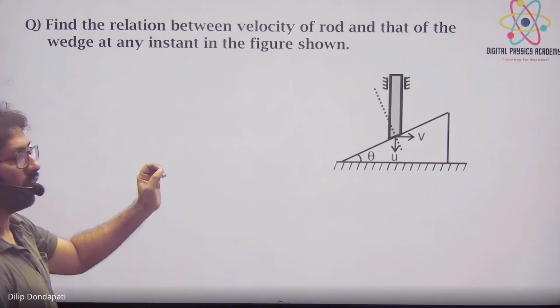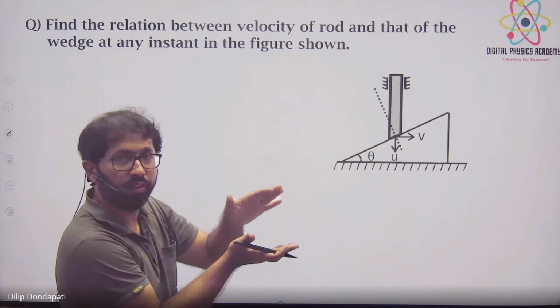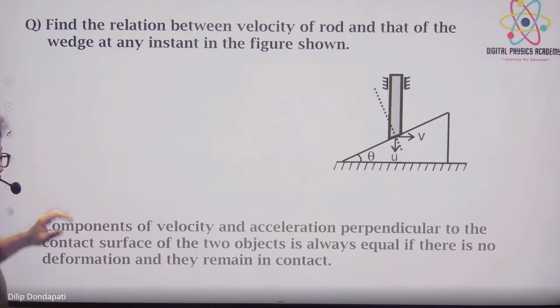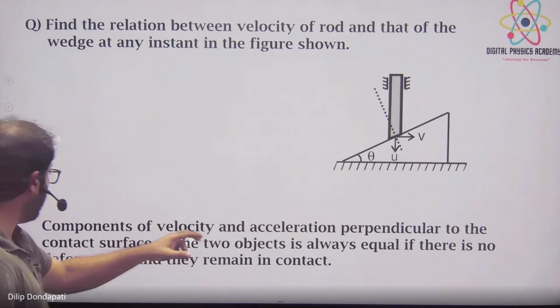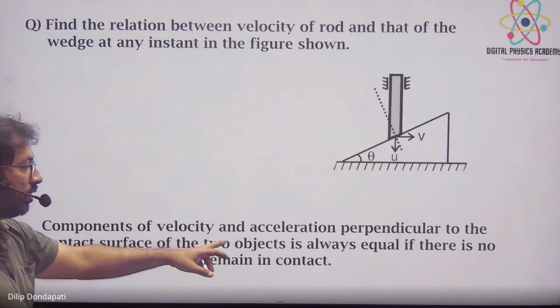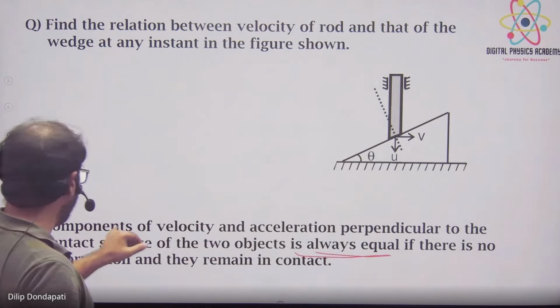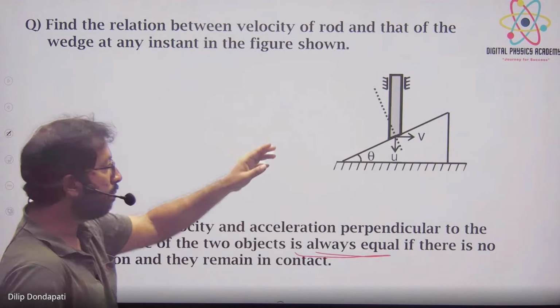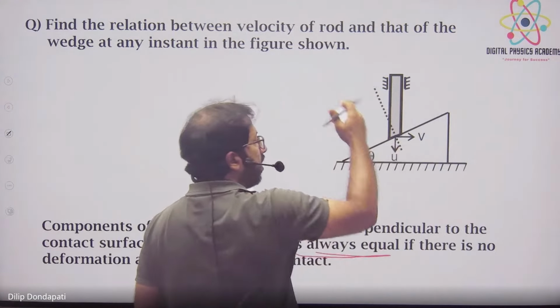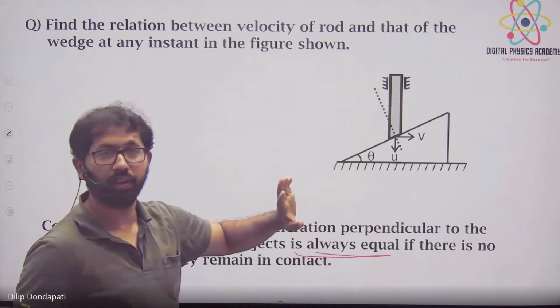I'll tell you a shortcut, you can always use it. Whenever a wedge and a rod are in contact, always remember: the component of velocity or acceleration perpendicular to the contact surface of the two objects is always equal. Take the components perpendicular to the surface and equate the rod's and the wedge's velocities. So v is equal to u cot theta.